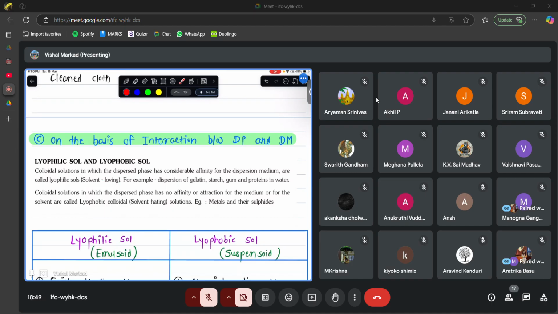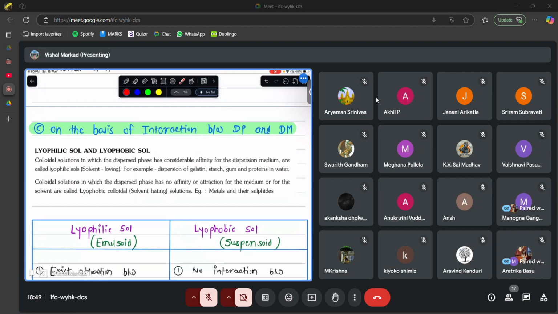Solvent loving. Examples are what? Gelatin, starch, gum, proteins in water. Then what is lyophobic? Colloidal solution in which the disperse phase has no affinity or attraction for the dispersion medium. Solvent hating, we can say. Understand the basic difference between lyophilic and lyophobic?